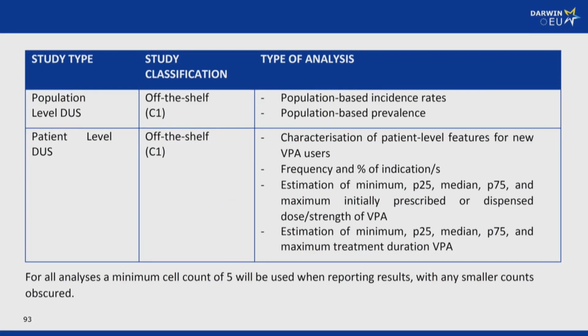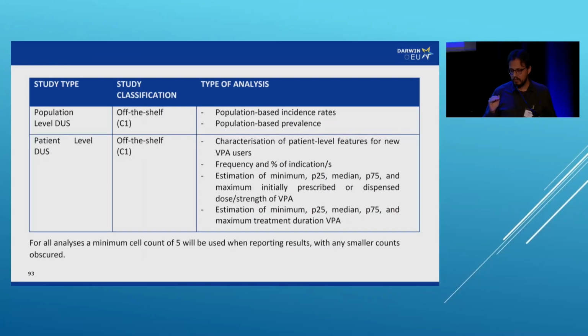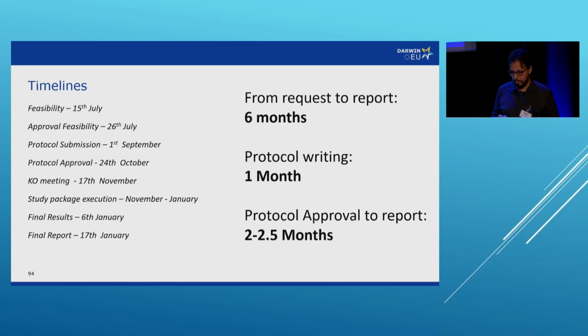As you see, this is from the standard types of study that we define in Darwin. These are two different types of study. One is the population-level drug utilization study, that is incidence and prevalence. And then we have the patient-level drug utilization study, that is the characteristics of the patients. And I think I'm going to be a little bit slower here because I think this is very important.